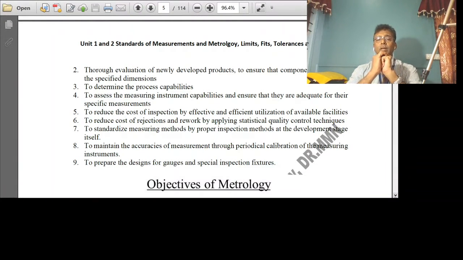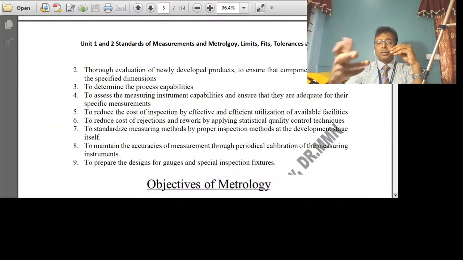In today's times, the components are very expensive, so the margin of profit is very limited. So the more rejections, the more the losses. Companies cannot afford that. Any amount of effort is worthwhile if you are able to reduce the rejections. To assess the measuring instruments' capabilities and to ensure that they are adequate for their specific measurement. To reduce the cost of inspection. To reduce the cost of rejection, and another is rework.